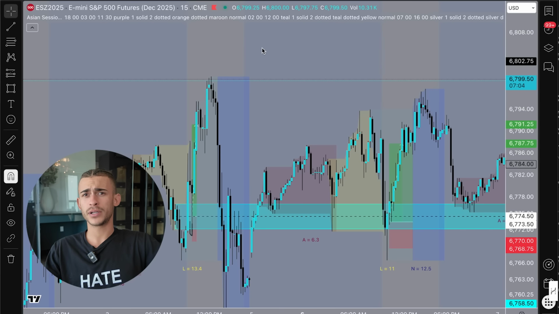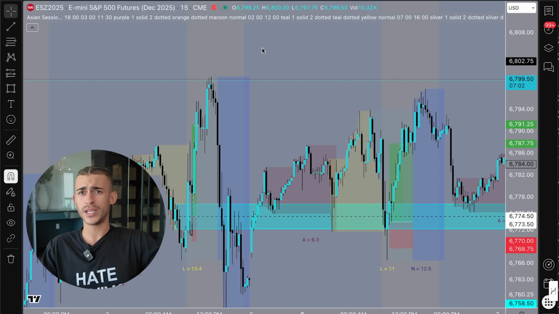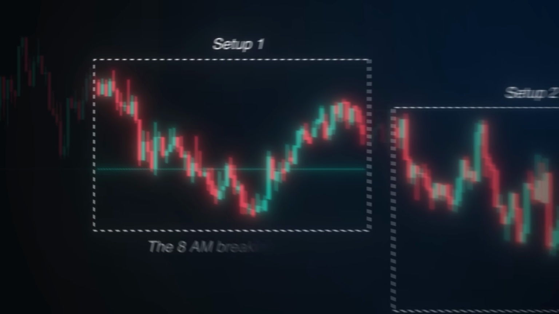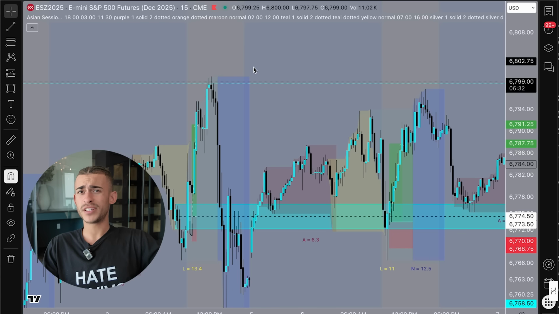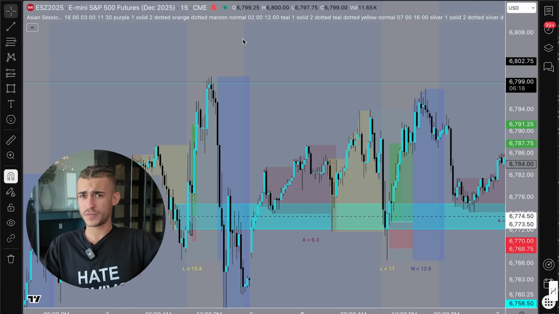Before I show you how they work, look at this. Over $11,000 this week just using these 2 setups, and these aren't cherry-picked trades. I'm going to show you every single trade from Monday through Friday. The first setup is the 8 a.m. break and retest. This setup is pretty popular, but the second setup is just as powerful.